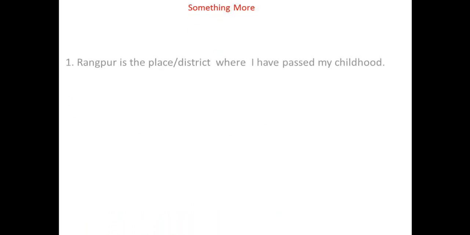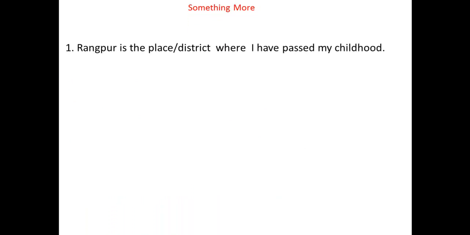So again let's move on. Something more, coming new to you. Rangpur is the place or district where I have passed my childhood. And the second one: it is 10 p.m. when I go to bed. Actually these two sentences are about the relative pronouns "where" and "when". Let's look at the first sentence first. Rangpur is the place or district. Next one, I have passed my childhood.